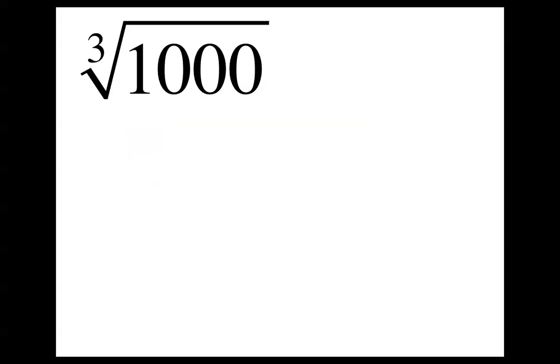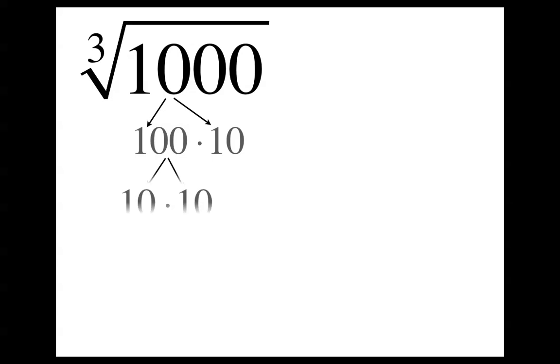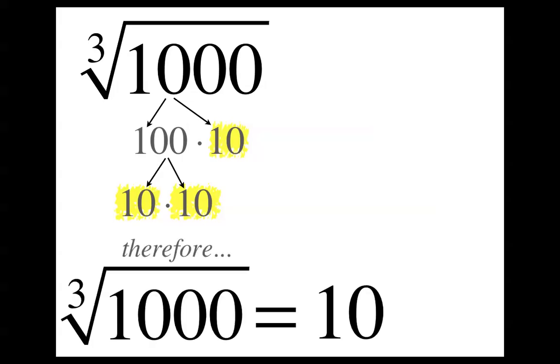All right, what about the cube root of 1,000? We'll do this one quicker. 1,000 is 10 times 100, and 100 is 10 times 10. So isn't 1,000 10 times 10 times 10? Sure it is. Therefore, the cube root of 1,000 is 10, because 1,000 is 10 times 10 times 10.